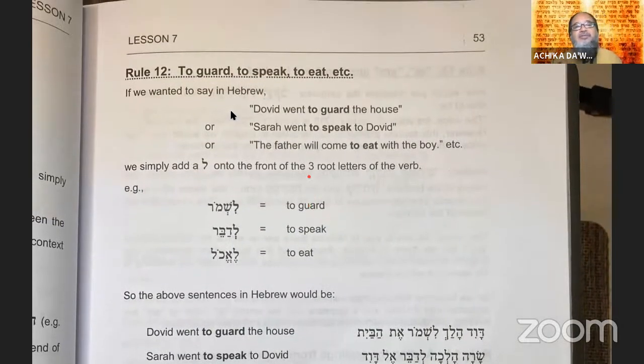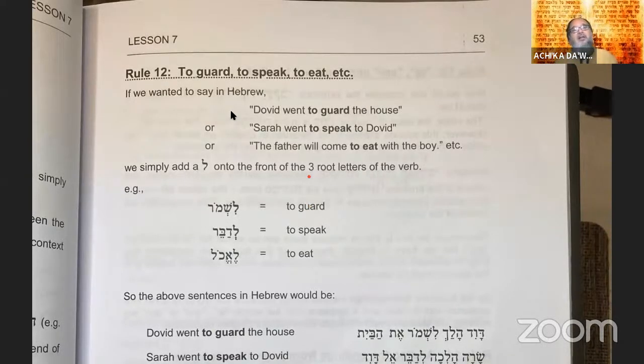Rule number 12. Okay. Is going to tell you to guard, to speak, to eat. Okay. So they're letting us know that the moment that you put a certain letter on front of a verb, okay, it can actually cause that verb to do something. So for example, if we want to say in Hebrew that David went to the house, or Sarah went to speak to David, or the father will come to eat with the boy, etc.